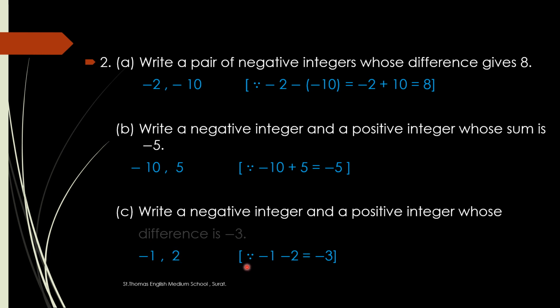So when you subtract, we will check minus 1 minus 2. So both are negative numbers, so you have to add 2 plus 1, that is 3. So answer is minus 3. It's clear?